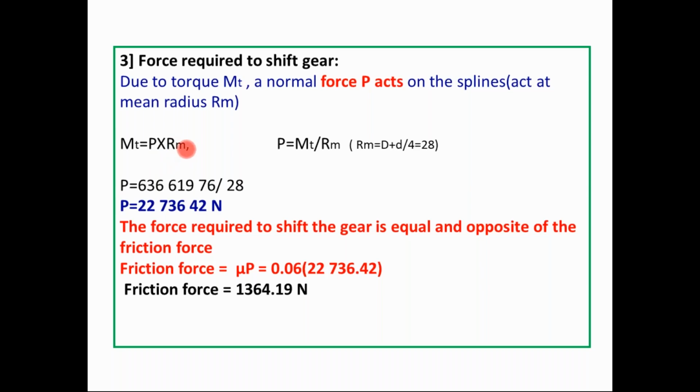So first of all, find out the mean radius. How to find out? I have already told. Capital D plus small d by 4, that is 28. You can substitute here. We know the Mt. So what you will get from this equation, Mt is equal to force into rm, you will get force P. So you will get force P is equal to here 22,73,642 Newton, or in kilonewton 2,273.6 kilonewton. This is the force.